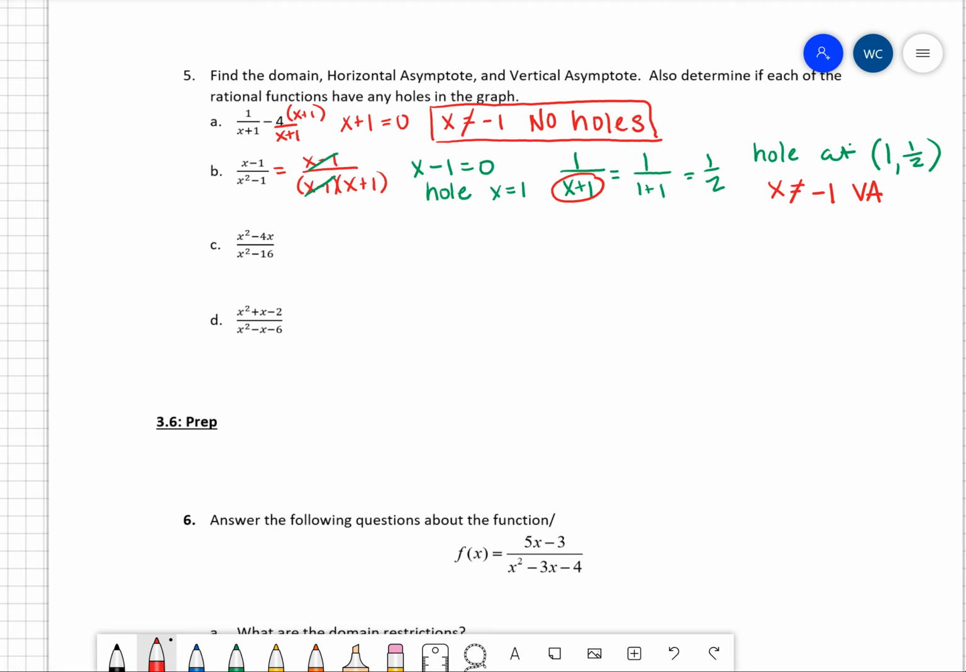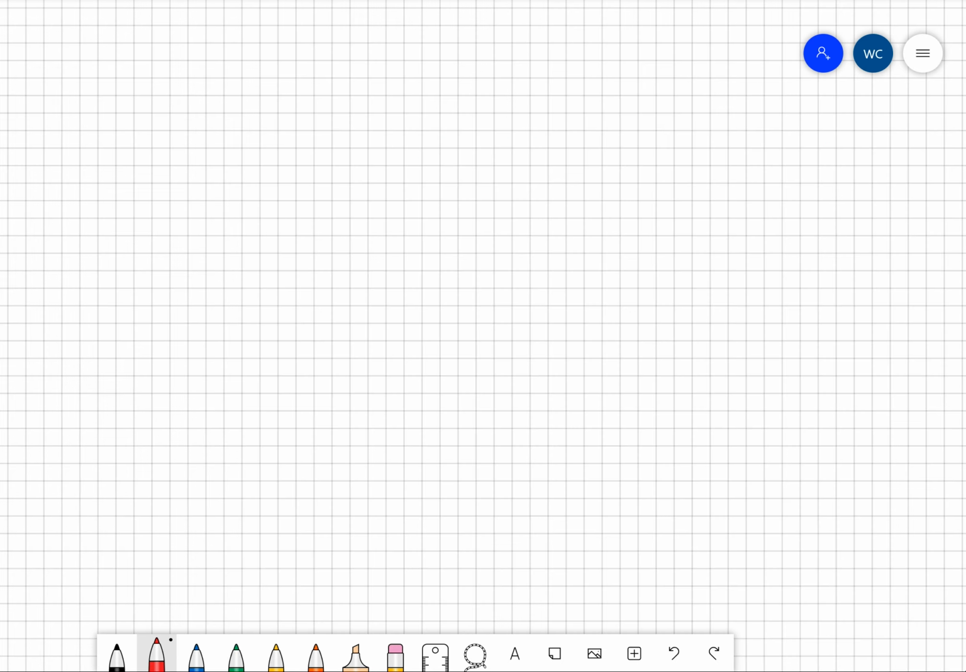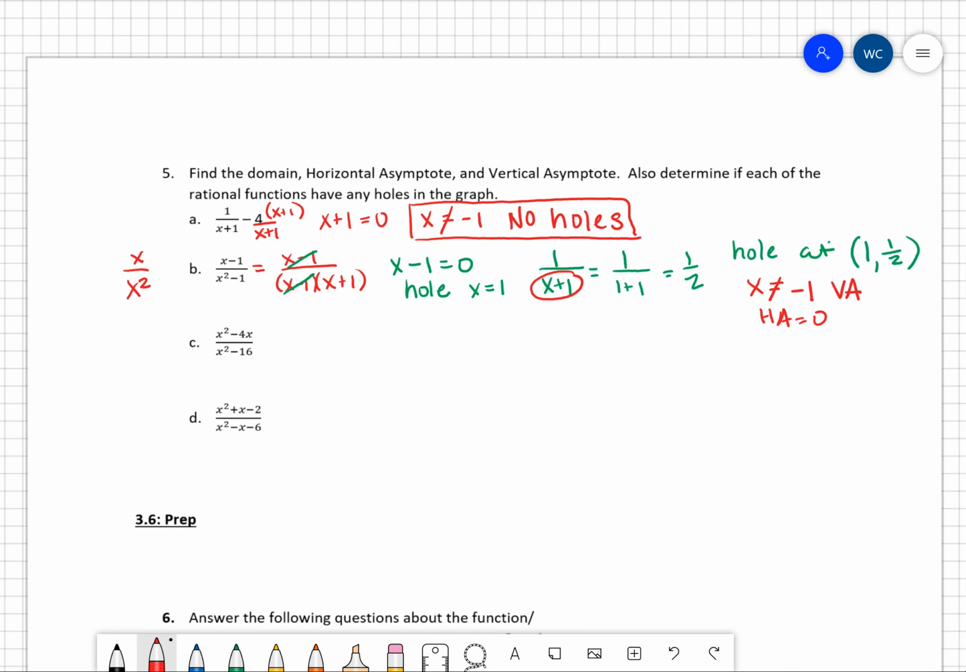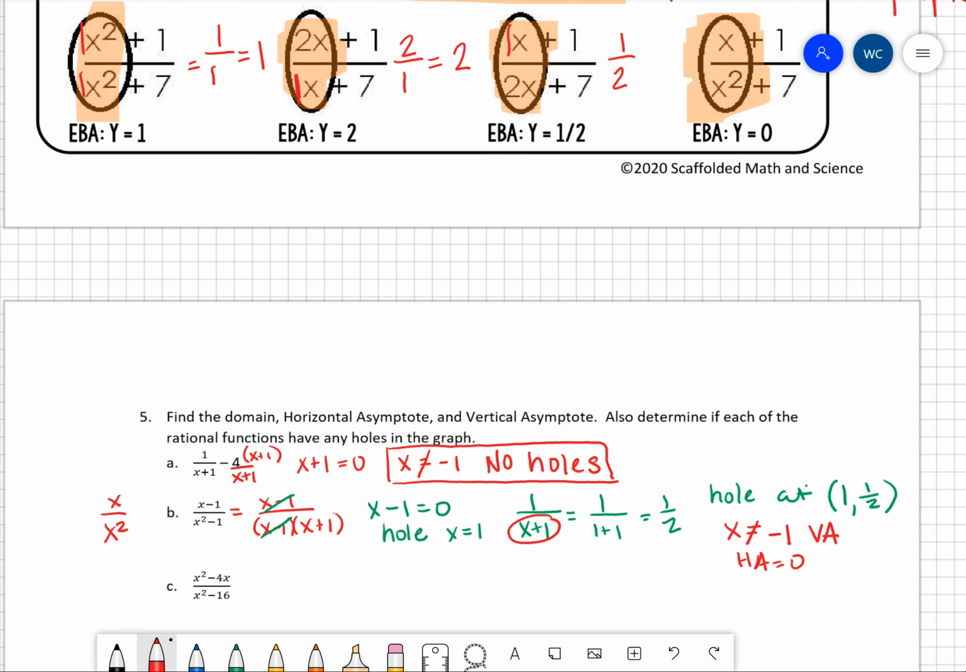And in this case, my horizontal asymptote is going to be 0. Right? Remember, if I had an x over x squared, if I paid attention to my cheat sheet of end behaviors for horizontal asymptotes, I look and I see, oh, it's x over x squared. I have a horizontal asymptote at y equals 0. So I'm actually going to put y equals 0.